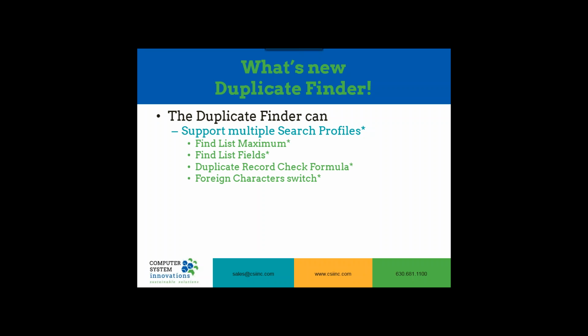You can ignore foreign characters so they're not messing things up. And then you can exclude certain records. Maybe I don't want to see company records returned, so I can actually exclude certain records from it.